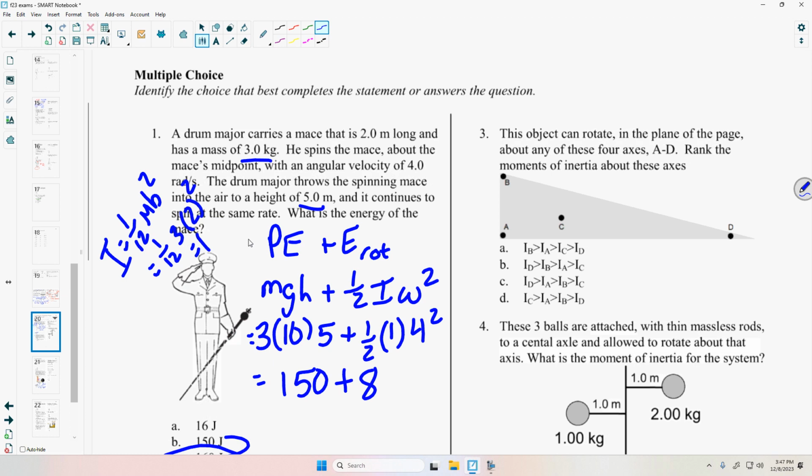Okay, so the key here is that the biggest moment of inertia is the one that has the most mass the furthest from the axis of rotation. That's pretty clearly D, because I've got all this mass hanging out really far away from the axis of rotation. So D has the biggest moment of inertia. That gets rid of some answers for me. I can get rid of A and D.